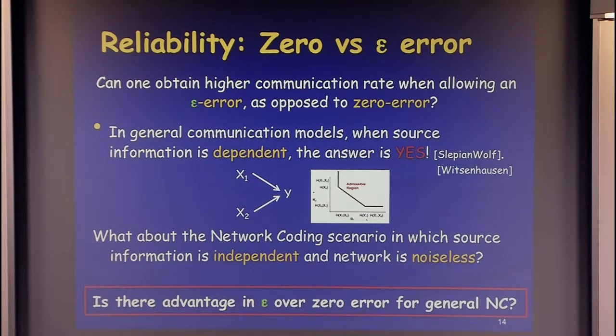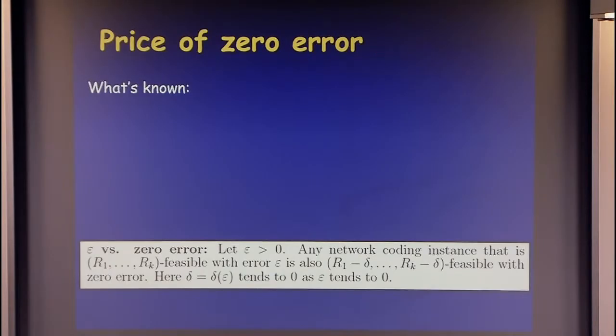The statement would be something like this: if I'm (R1 to RK) feasible with error epsilon, then I'm going to lose a little bit if I insist on zero error, but this little bit, delta, is going to depend on you. I don't actually believe in either statement. So I vote no for both.